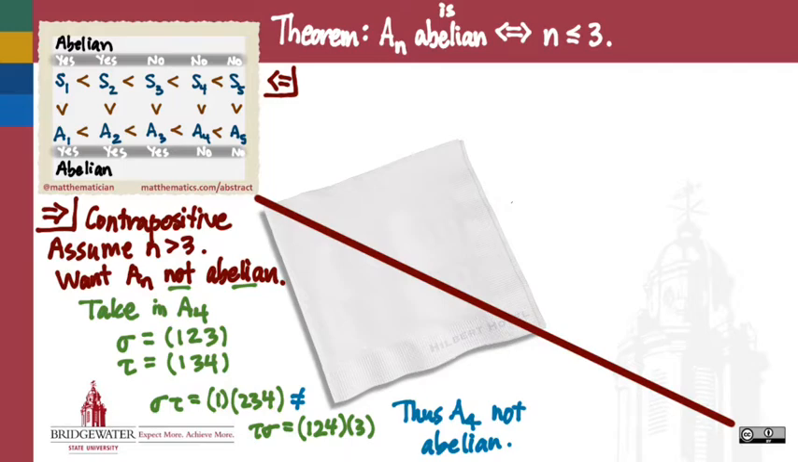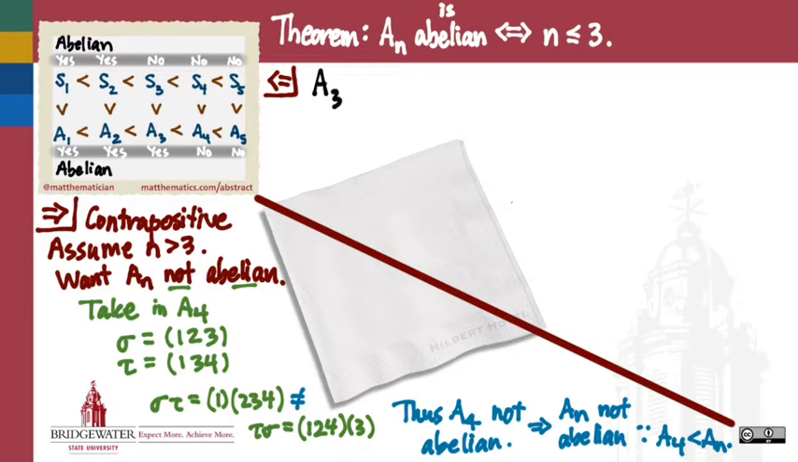Thus, A4 is not abelian, and thus, A_n is not abelian since A4 is a subgroup of A_n. Right? So there's the proof of the forward direction. As soon as n is greater than or equal to 4, A_n is not abelian. What's the proof for the other direction? Why is A_n abelian for n less than or equal to 3?